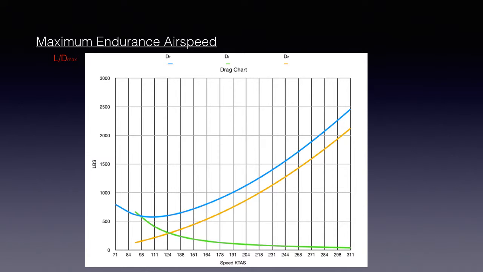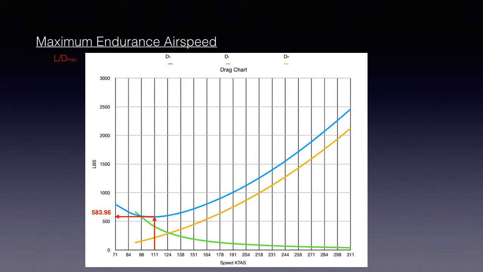So looking at the LD max here, we come in at the 111 knots on the X axis, and we come up until we hit the total drag line, and then run that to the left for pounds, and it looks like about 583.96 pounds. And looking back at the drag chart, that is the total drag, that far right hand column. So our number should be pretty accurate for the maximum endurance airspeed.